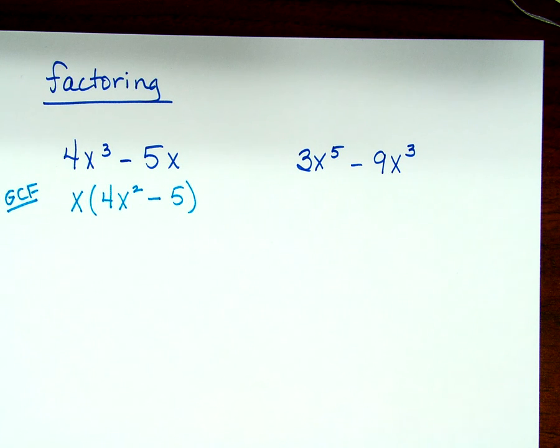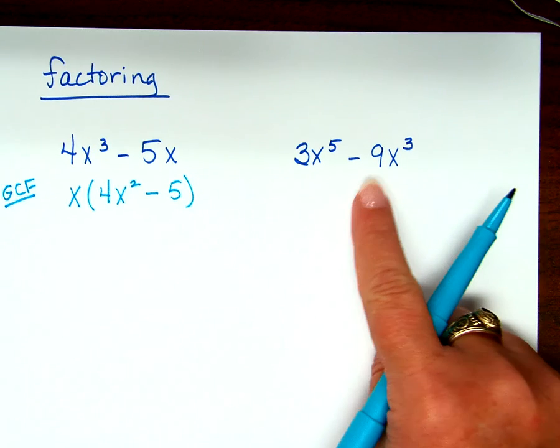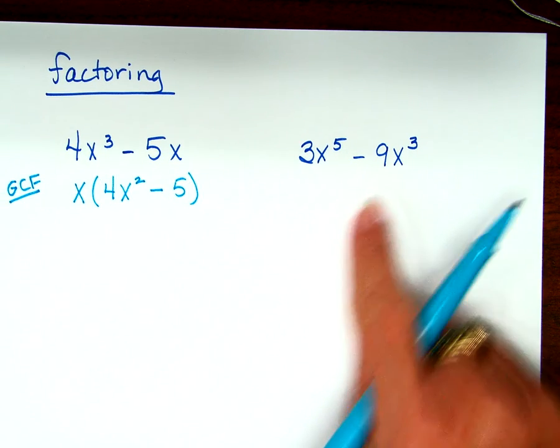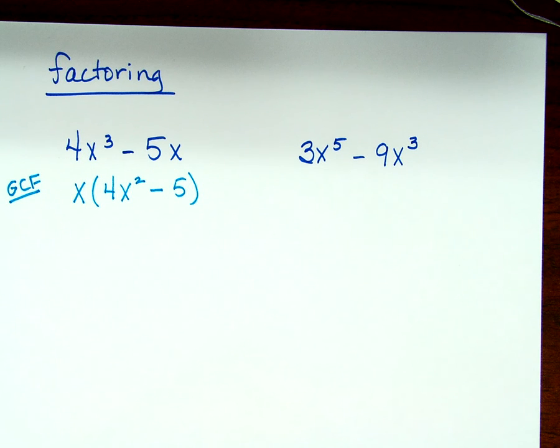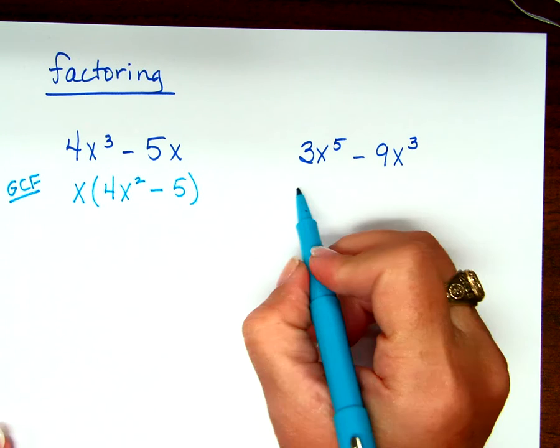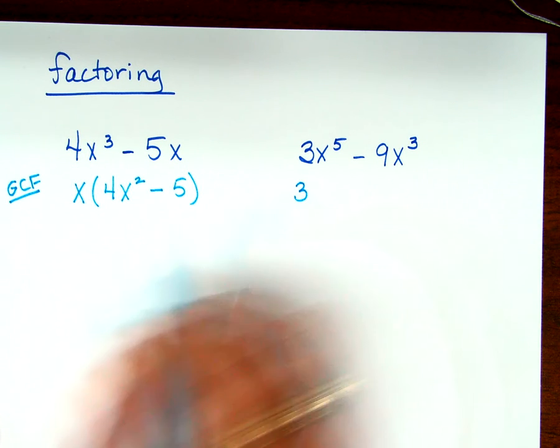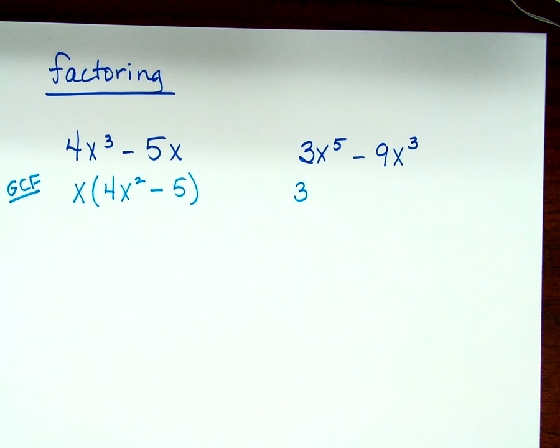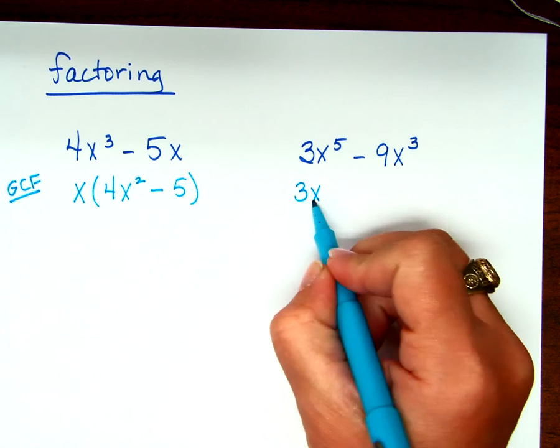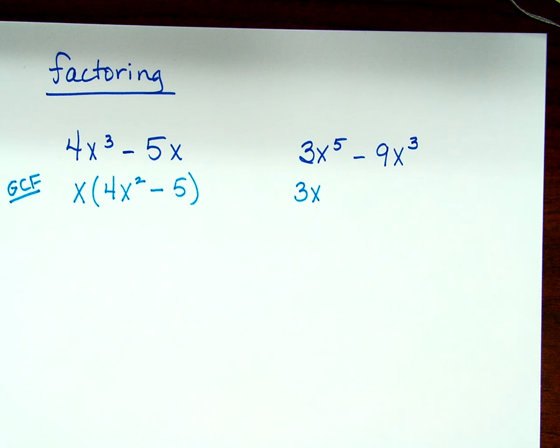Look at the second example right here. What's common in these two terms? This time they're both divisible by a whole number, or an integer, however you want to look at that. And what number is that? 3. Are they also divisible by an x term? Yes. What's the biggest x term I can take out of both of them?